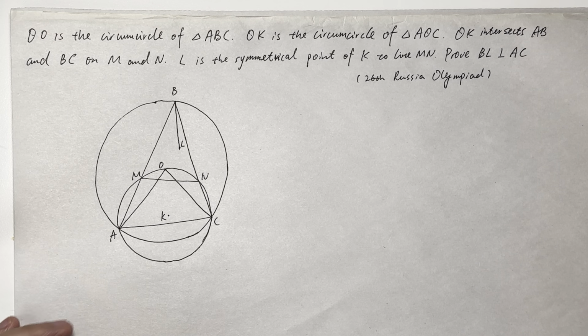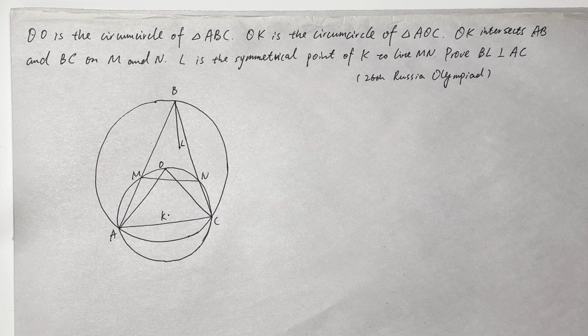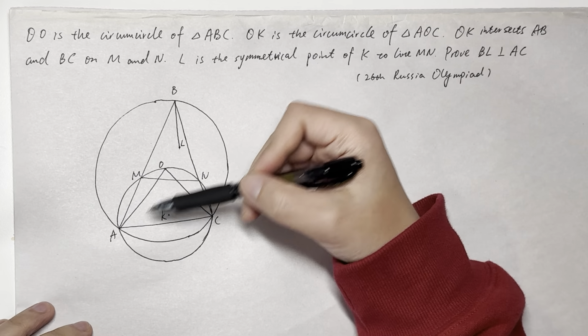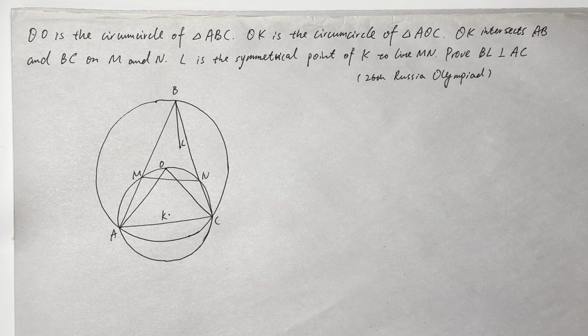Just to have this problem set, it would be very difficult to figure out how to prove that BL is perpendicular to AC, right? So we definitely need some auxiliary lines. The question is that we have so many points in this figure. What are the auxiliary lines we're looking for? Just to think about BL being perpendicular to AC, how can we do that?